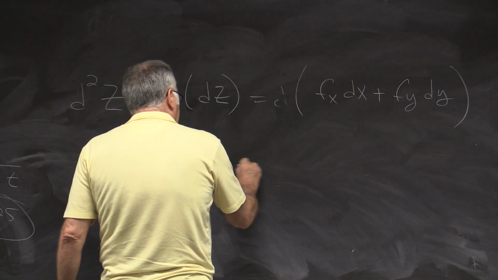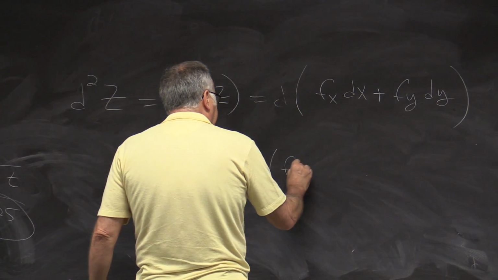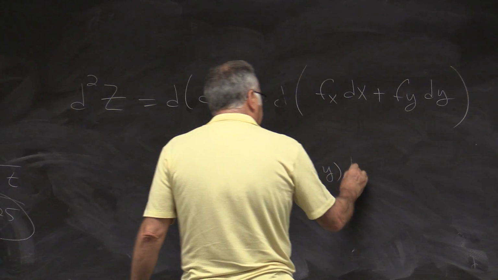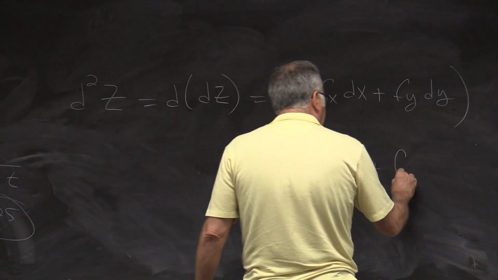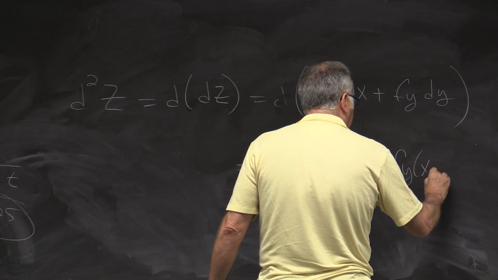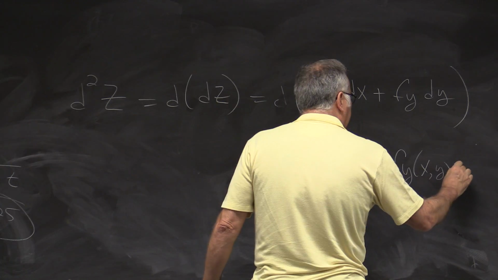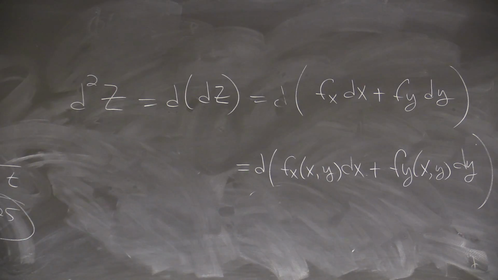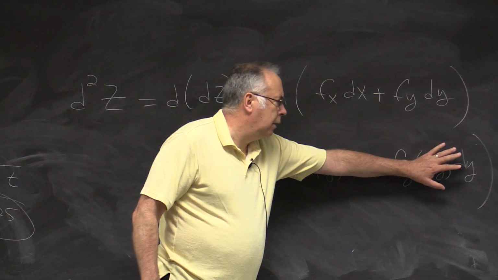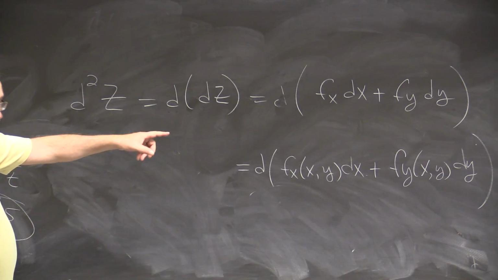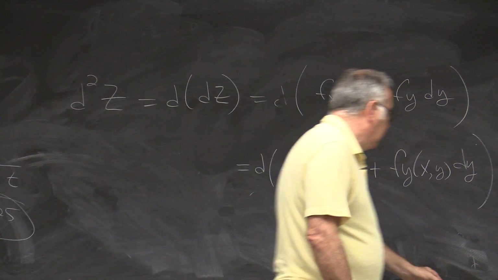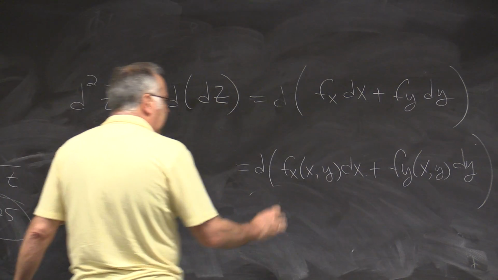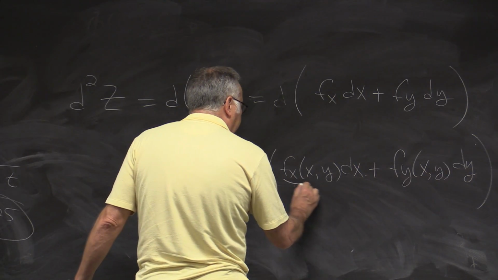But notice, let me write this out. F sub x is a function of x and y. So let me just emphasize that. F sub y itself is a function of x and y. So we're taking the total differential of this expression right here. Now, we just use the same rules we used before. If you want the total differential of this whole expression, let's break it down part by part. Let's get the total differential of this part right here.